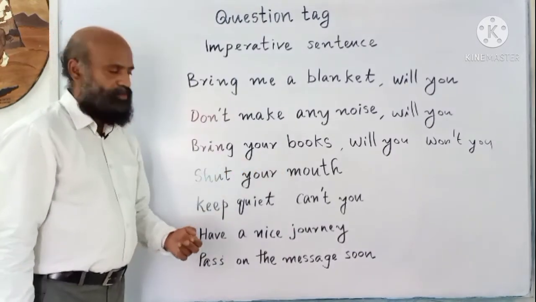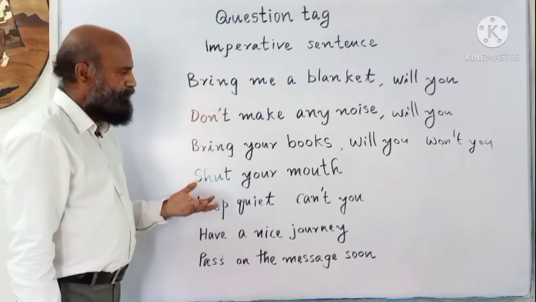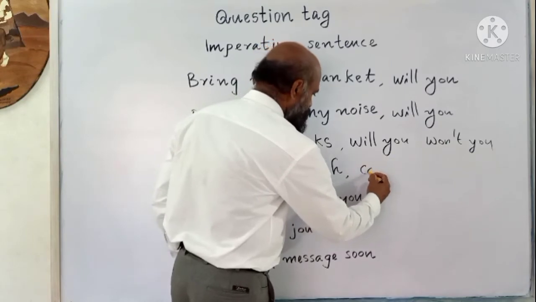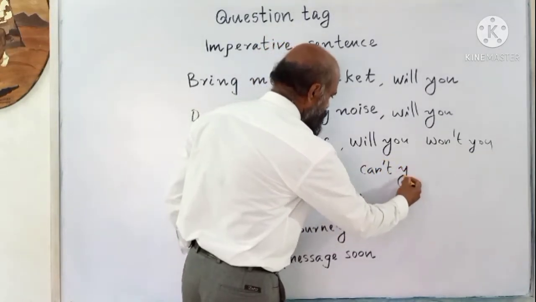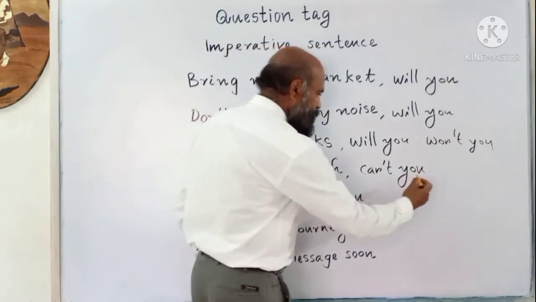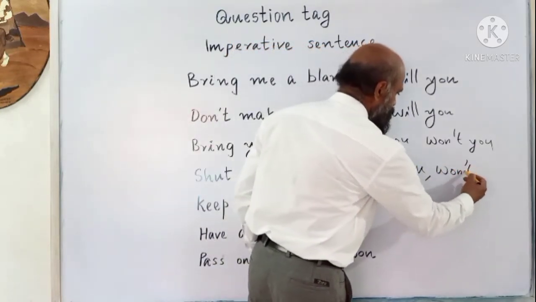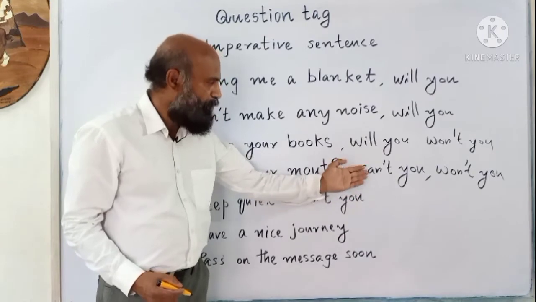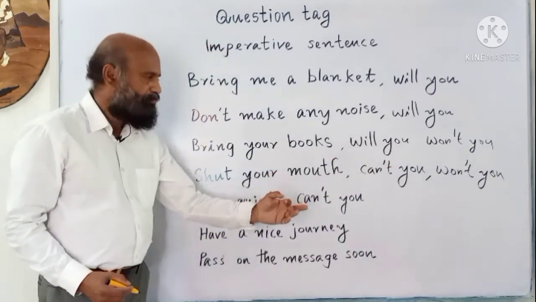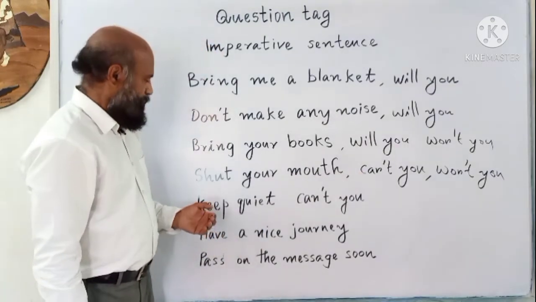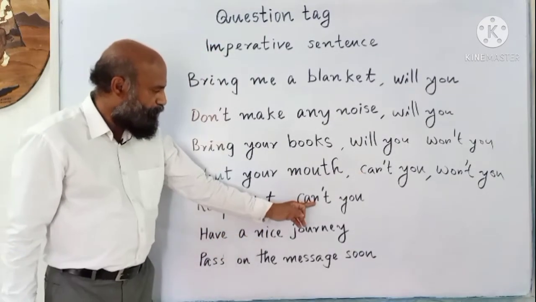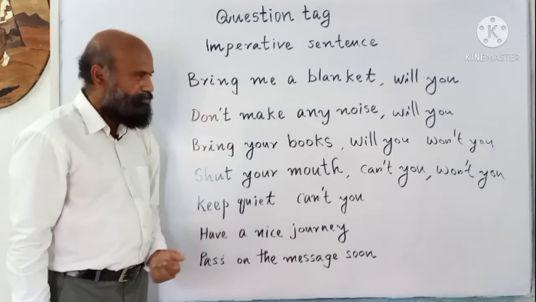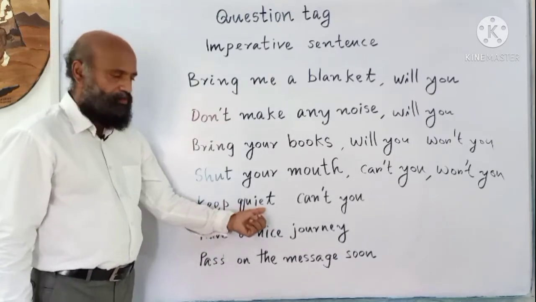Shut your mouth. It's an imperative sentence. Then the question tag to be used is, will you? Or you can use won't you. To express your anger or irritation, you can use can't you. Shut your mouth, can't you? Keep quiet. So you can use can't you. So in the case of imperative sentences, this is how to form the question tag. Keep quiet, can't you?